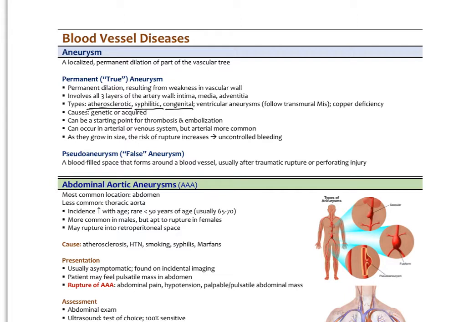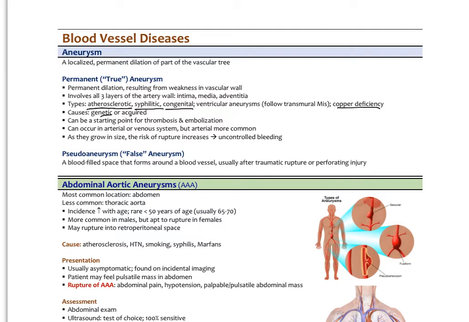aneurysm. Ventricular aneurysms, they basically will follow transmural MI. So this would be an aneurysm of the actual wall of the ventricle. And so the myocardial infarction has caused the death of all the myocytes all the way through the wall of the ventricle. And then in days subsequent to that, it ruptures and spills out into the pericardial cavity. And then I mentioned copper deficiency. So these are all different causes and types of aneurysm. Again, causes are genetic or acquired.